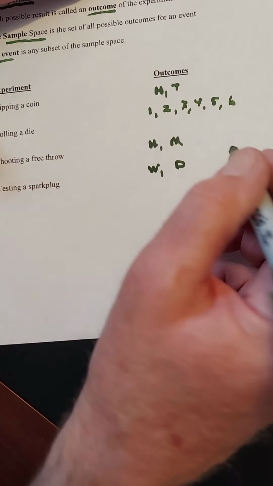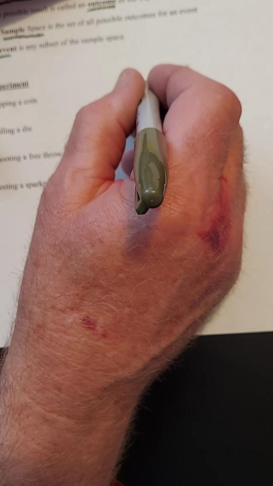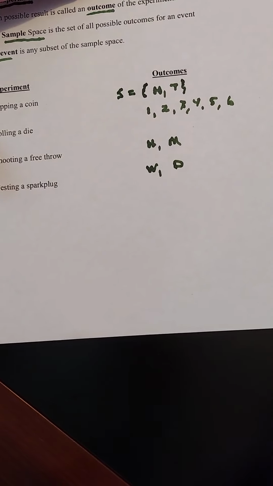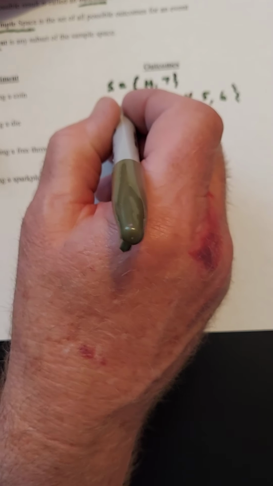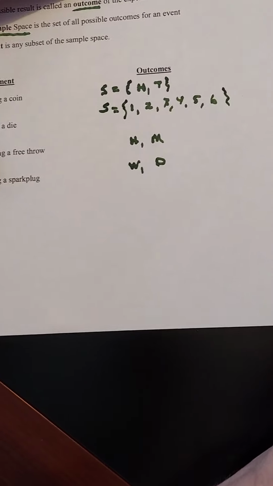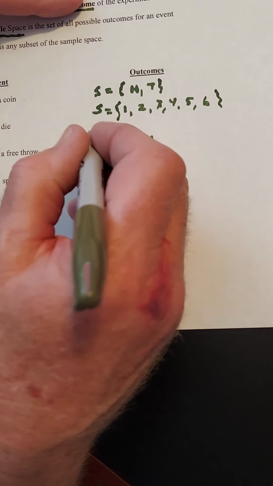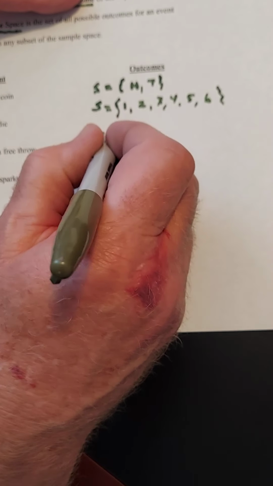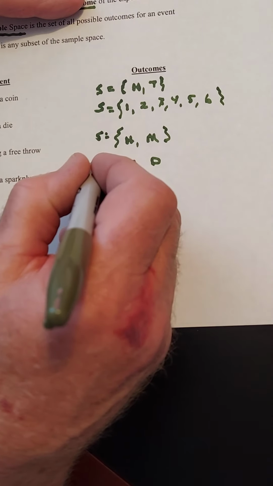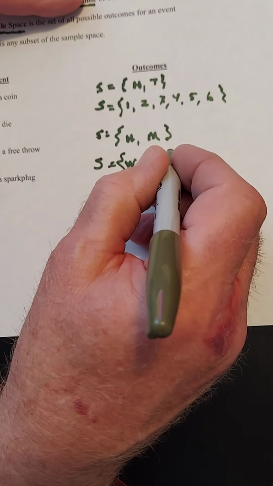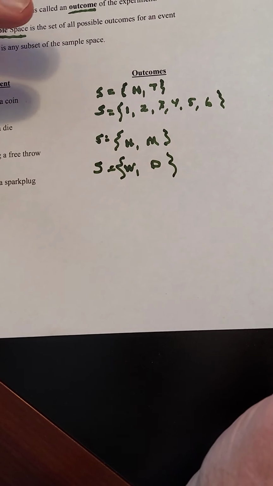Now, let's go back. These were the outcomes. Now, if I take all the outcomes and make a set out of them, that's a sample space. So when I roll a die, these are all the things that are possible. So if I put them together and wrote it as a set, that set is called the sample space. And usually S equals, meaning sample space equals. So on this one, your sample space would be hit and miss. And here it would be, it either works or it's defective.